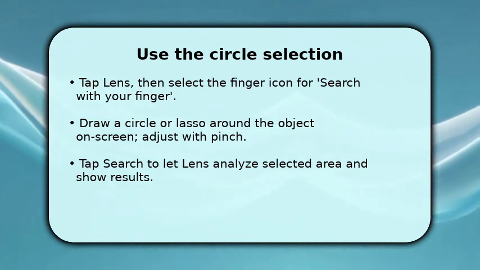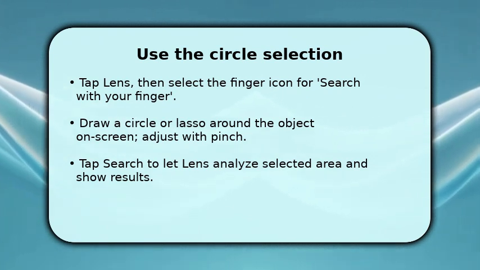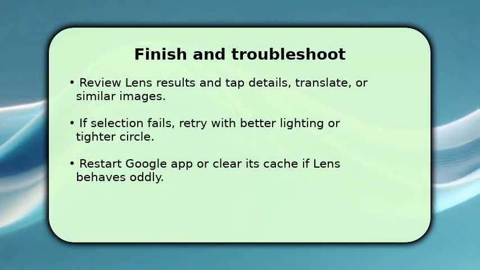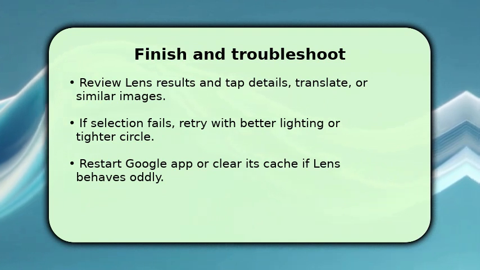Google Lens will analyze that exact area and return images, text, or shopping matches. Finish by reviewing the results and choosing the action you need. Open product pages, copy or translate text, or view similar images.